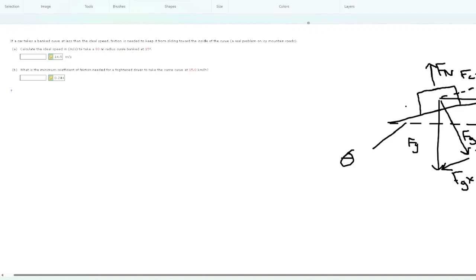In this case, you can close your eyes and imagine that. So, well, friction is going to oppose, which is going to be going this way. F, the force of friction. I'm just going to call it FF.